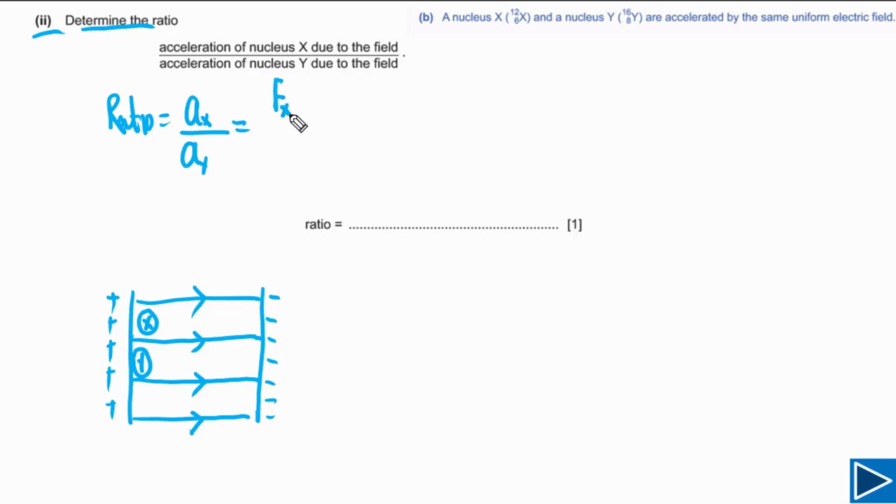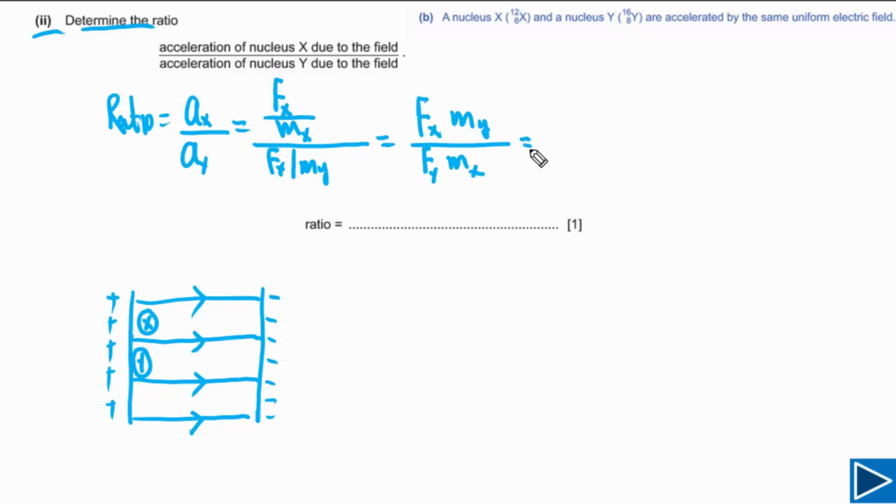So this will be the force on X divided by mass of X. And we need to divide this one by acceleration of Y. So this will be the force on Y divided by the mass of Y. Now we can simplify this and we can write down this will be force on X times the mass of Y nucleus divided by the force on Y nucleus times the mass of nucleus X.